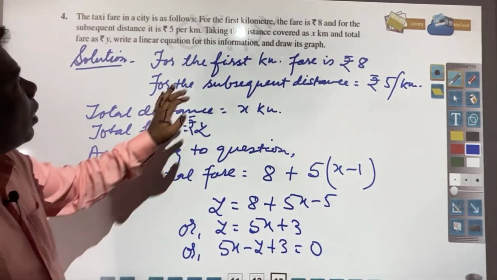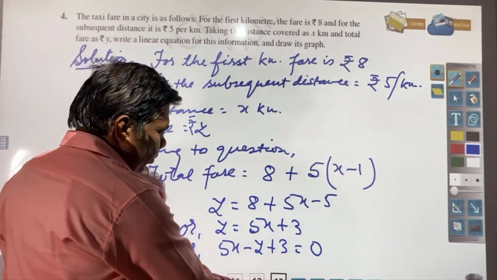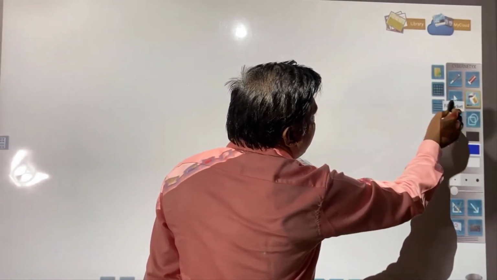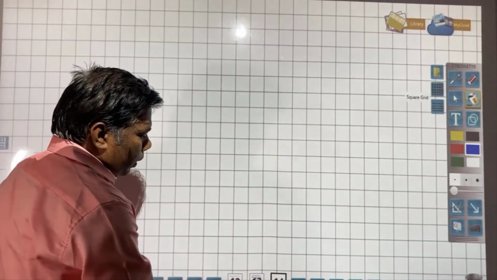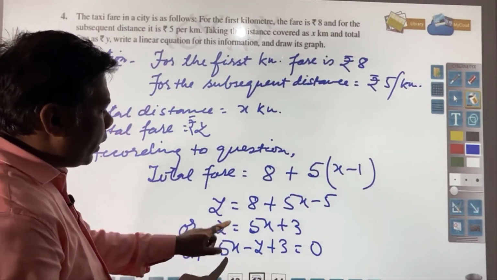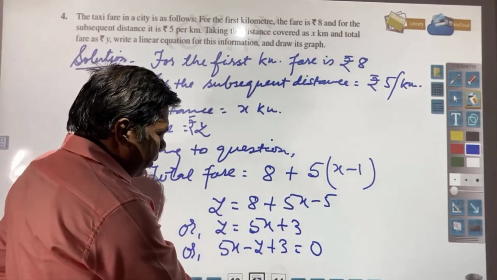Now you need to plot a graph, and for this what is required to be done? Again, as we had plotted a graph, in that way we need to do. So for that, first of all we need to find out coordinates. So y = 5x + 3 we have.